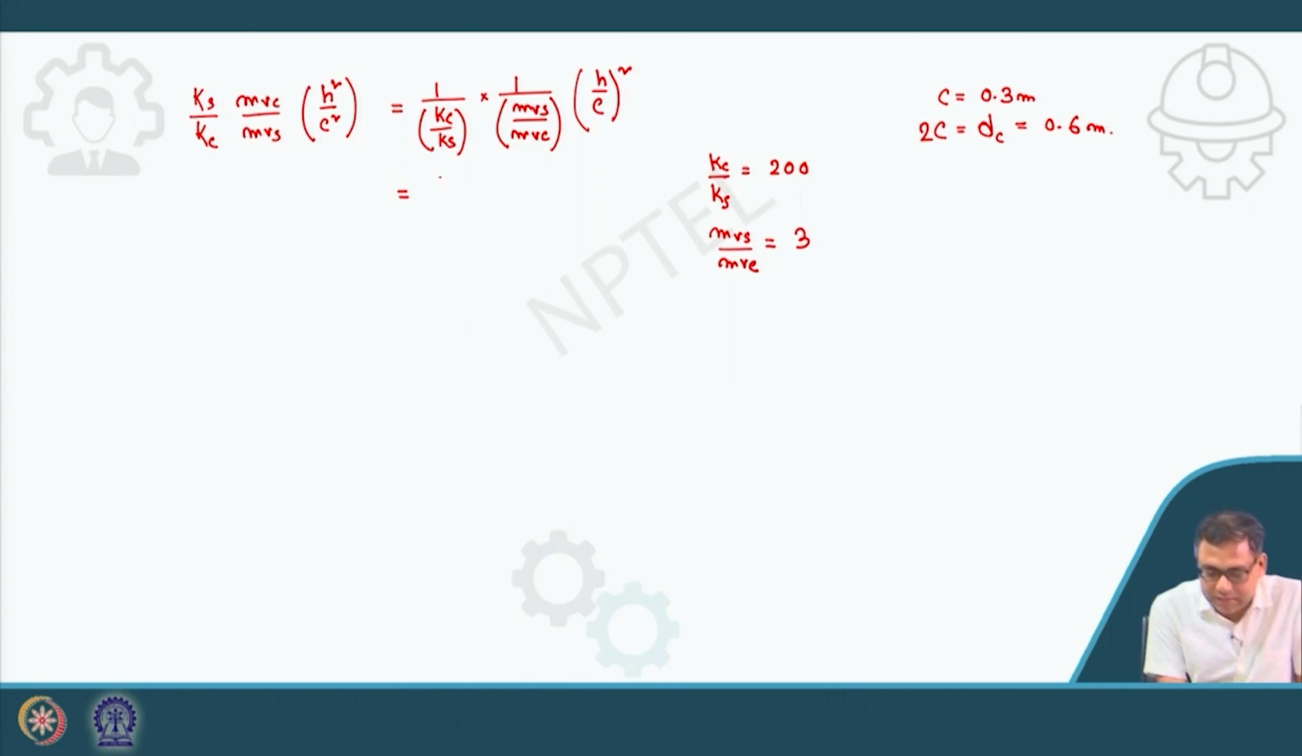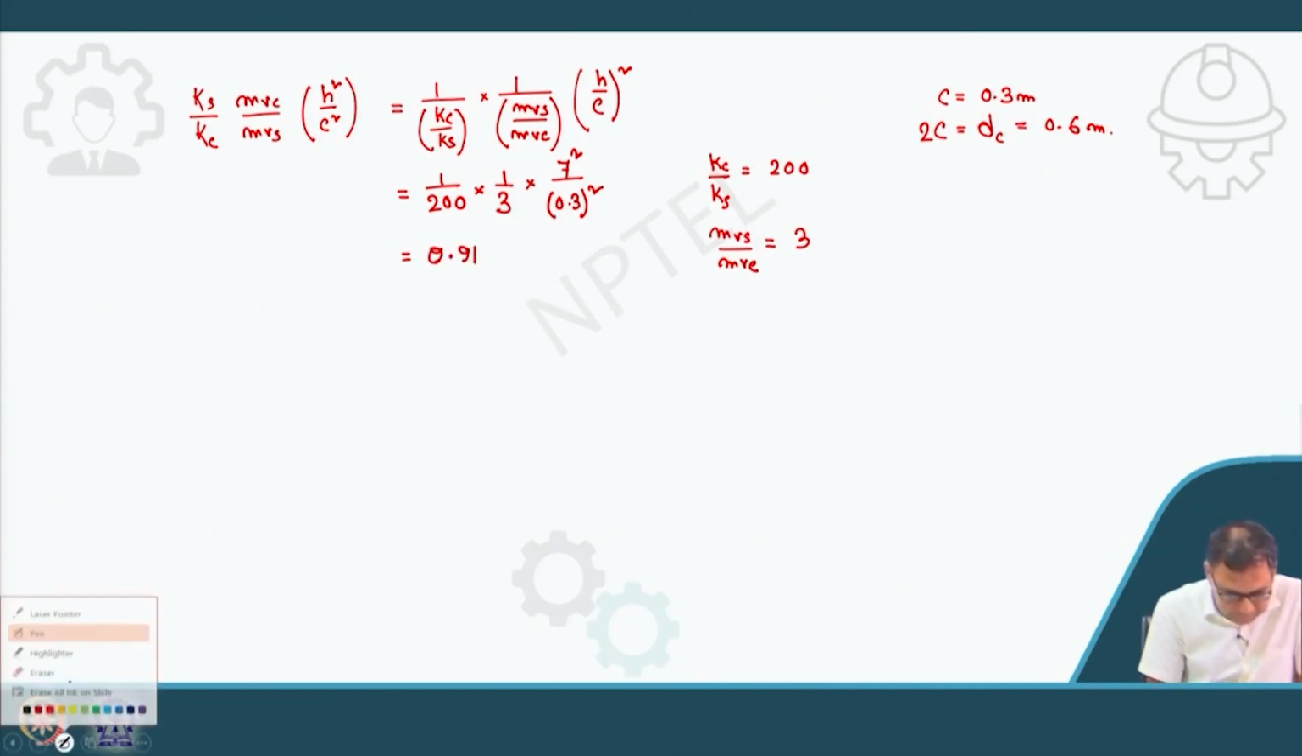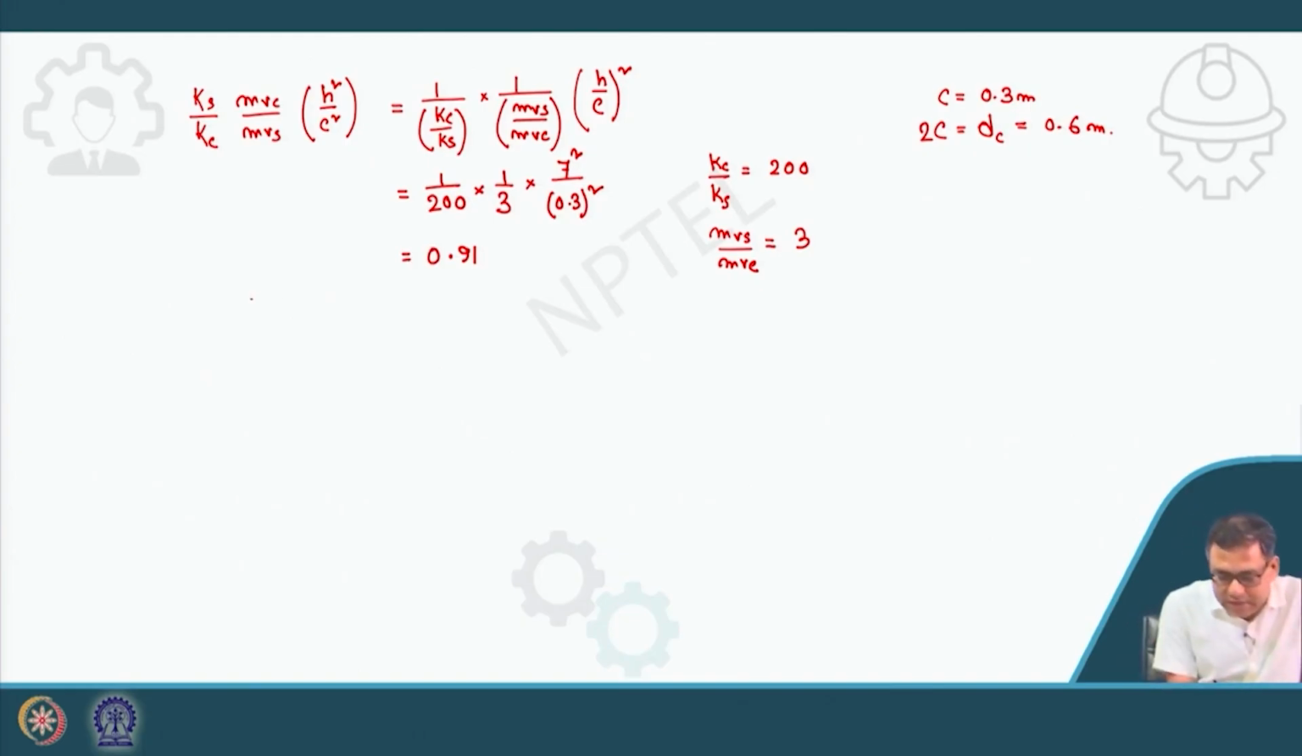So you can see that we can finally write this is 1 by 200 into 1 by 3 into H is 7 square and C is 0.3 meter. So it is equal to 0.91. And TAD will not change, TAD is still 25. So now I will go to this chart.